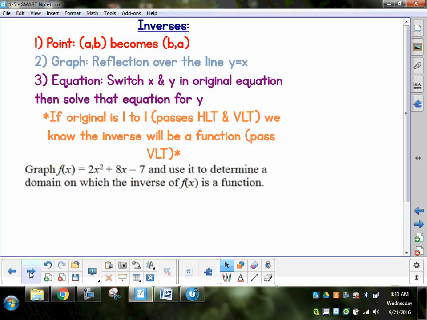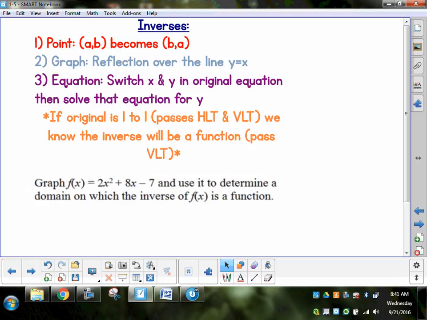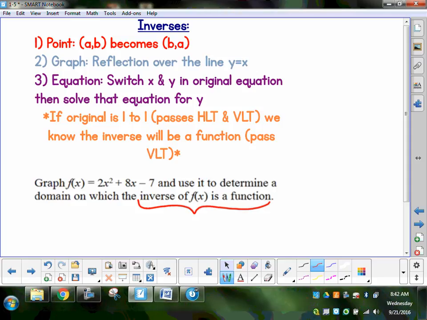This was one of the calendar questions that you had. It said graph this and use it to determine the domain on which the inverse is a function. So if we're looking to make the inverse a function, our function is going to need to be what? Hands up, please, if you can tell me. You just answered this question. It has to be one-to-one.